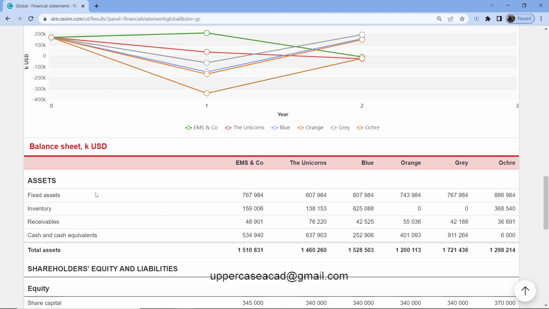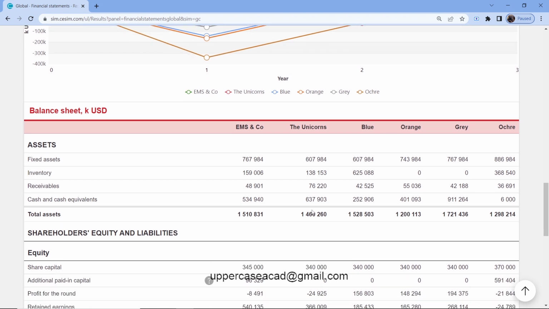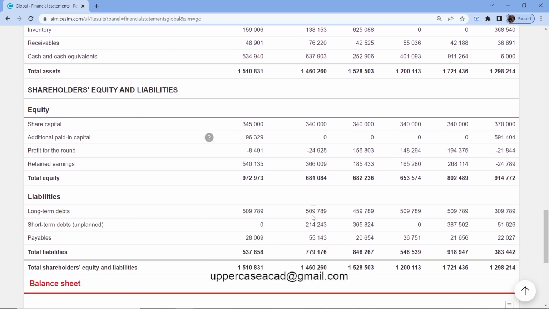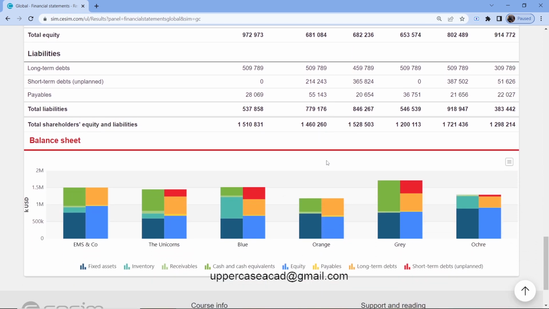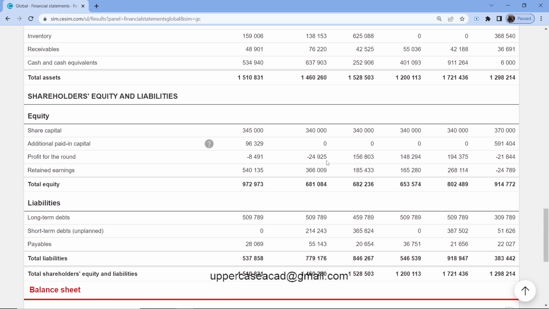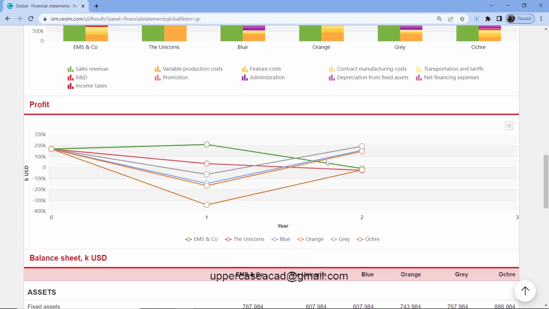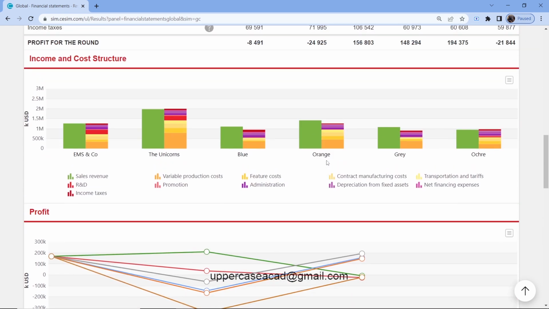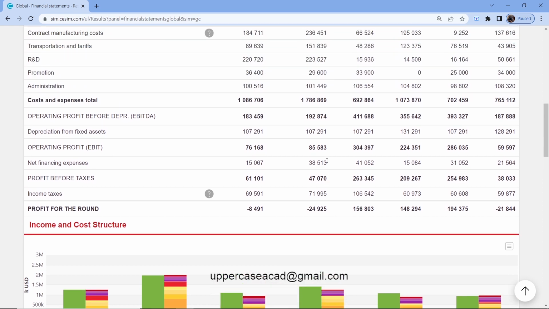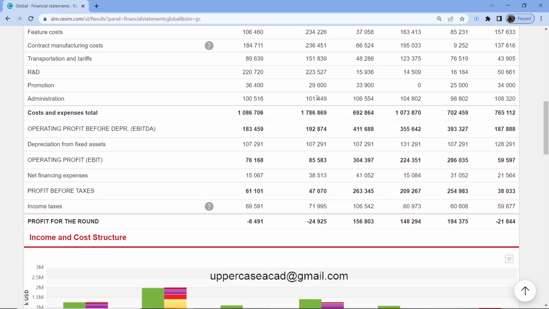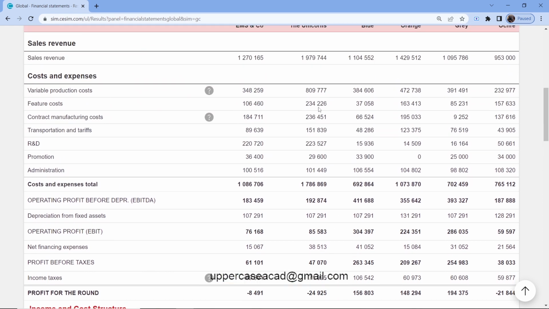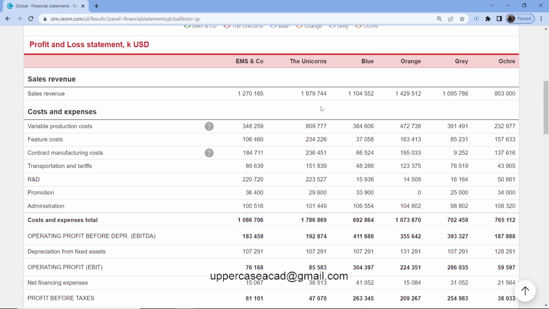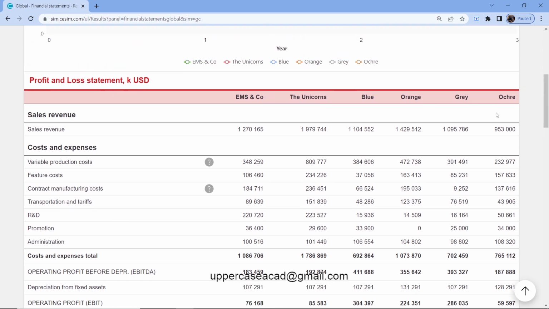In terms of fixed assets, I had this one. This is my fixed assets, my shareholders' equity, my balance sheet. So let me look at my administration costs. My administration cost, I had 101,000. So this is my sales revenue. You can look at the number of sales that I made, meaning in terms of sales, I'm the top.